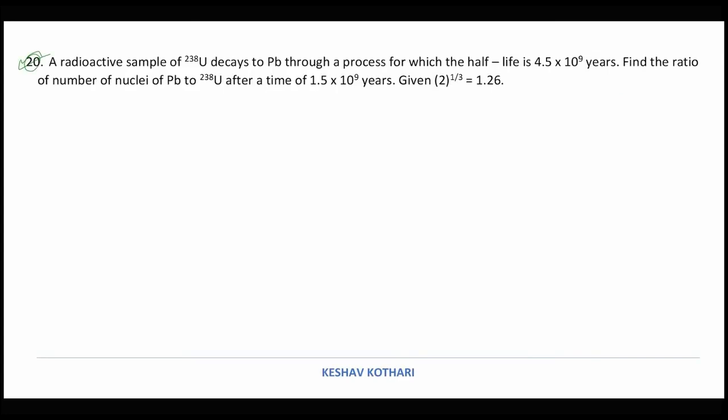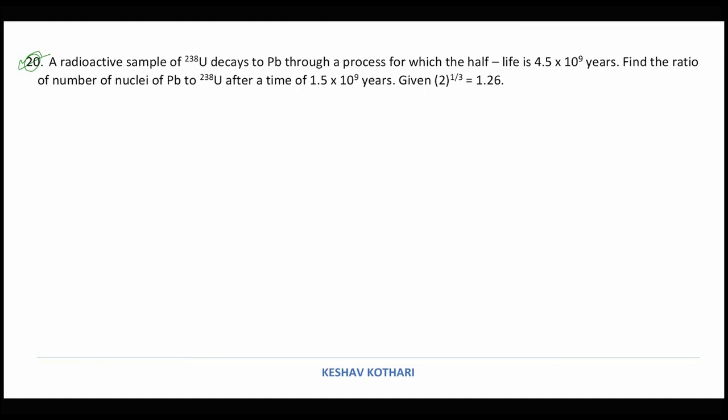A radioactive sample of uranium-238 decays to lead through a process for which the half-life is 4.5 × 10^9 years. Find the ratio of the number of nuclei of lead to uranium-238 after a time of 1.5 × 10^9 years.